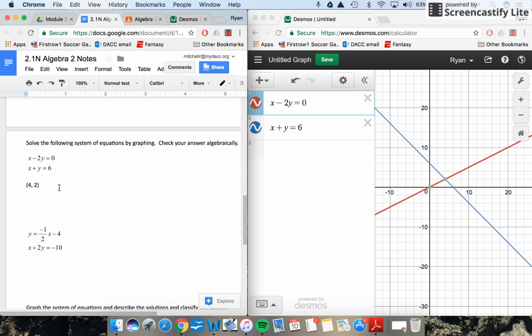Now let's check to make sure that's a working solution. I'm going to plug 4 in for x, 2 in for y, and just verify that these are true statements. 4 plus 2 equals 6. Well, 4 minus 2 times 2 is 4... does give me 0. Yes. 4 plus 2 does give me 6. So 4, 2 is the solution.